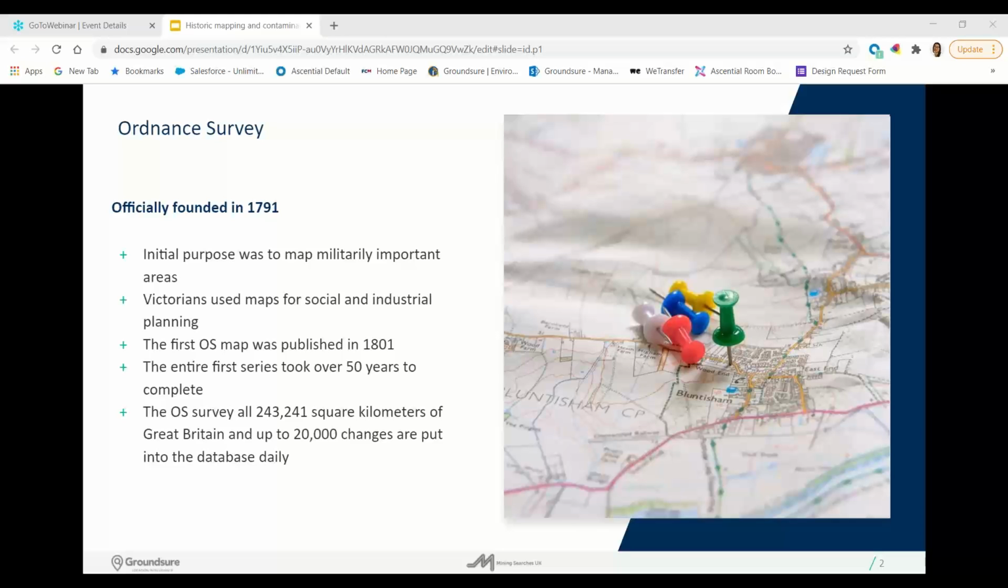In 1801, the first official OS map was published, and these early maps, with their elaborate hill shading and attention to communication routes, highlight the emphasis given to military use. Now, in time, this military focus would quite soften, and the map design was developed to appeal to a much wider audience. It was thought 50 years would be long enough to map the whole country, but the entire first series wasn't actually published until 1870.